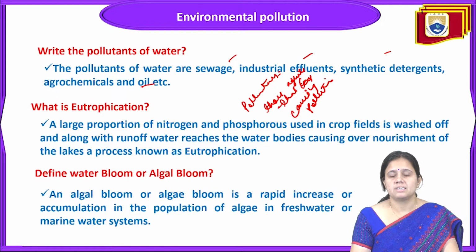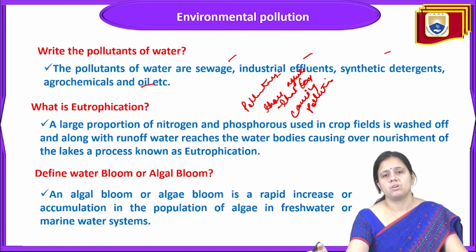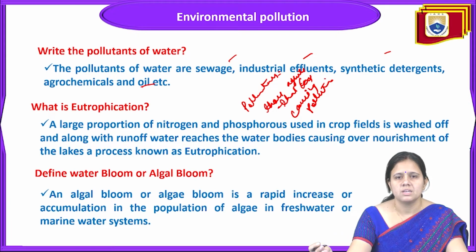Sewage is dirty water, water that originates from our daily activity. Industrial effluent means effluent that is thrown out from the industries. Next is synthetic detergents we are using for our washing purpose. Agrochemicals means those pesticides or chemical substances, chemical fertilizers that are used in agricultural activities. Next is oil. They are the main water pollutants.